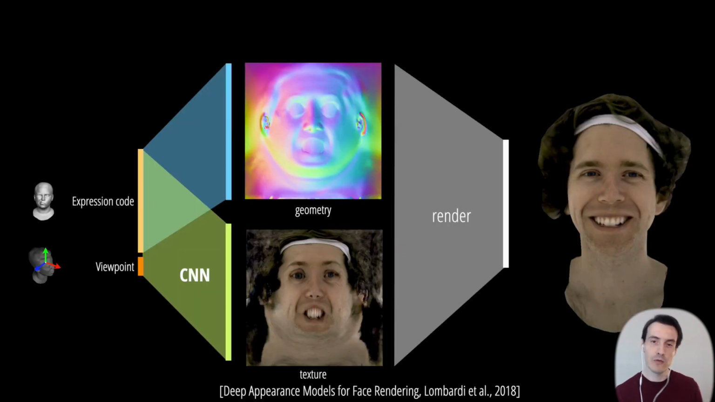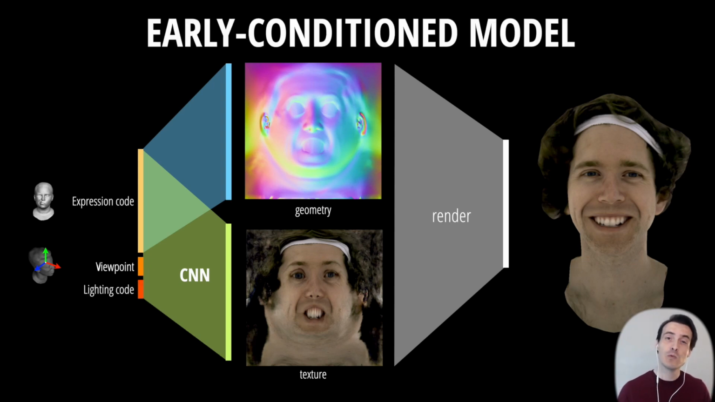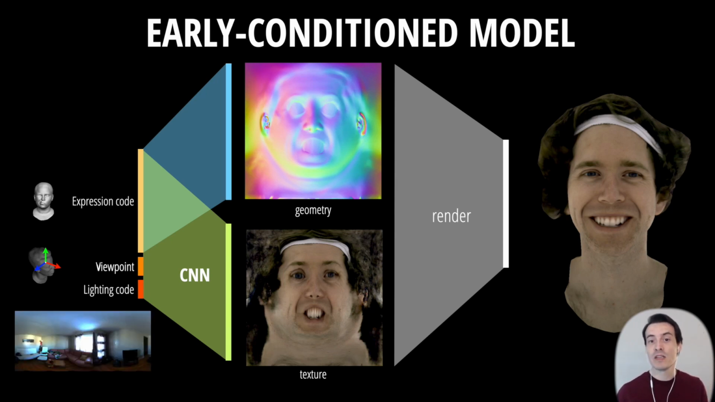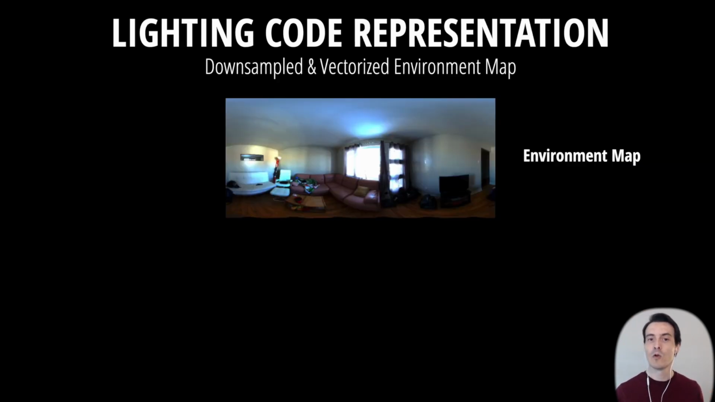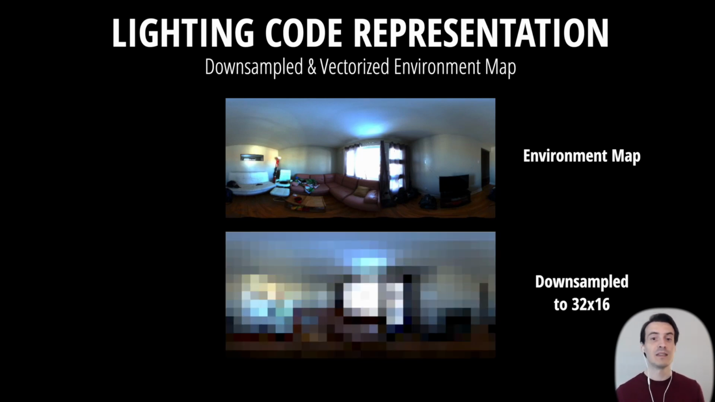All right, so now that we have the training data, we can try the same architecture as before, where we simply add the light code as an input. And because we're adding this code at the beginning of the decoder, we call this early conditioning. And to parameterize the light code, we're going to assume distant lighting and use an environment map. So we discretize this environment map to a grid of 32 by 16, which we can then vectorize.